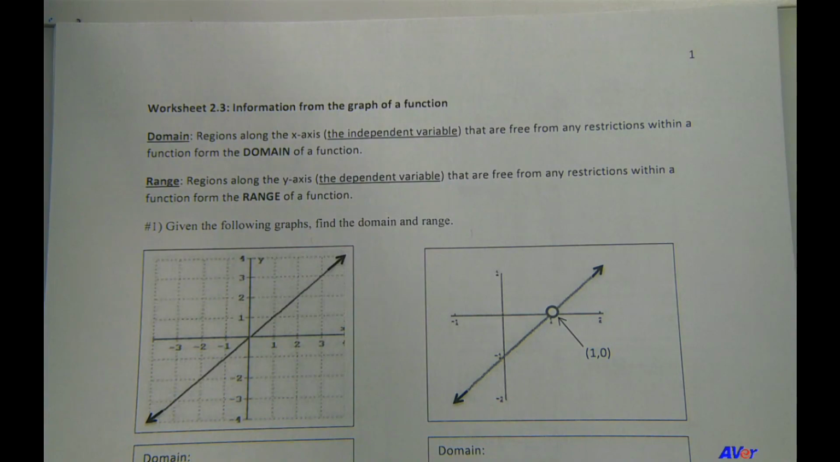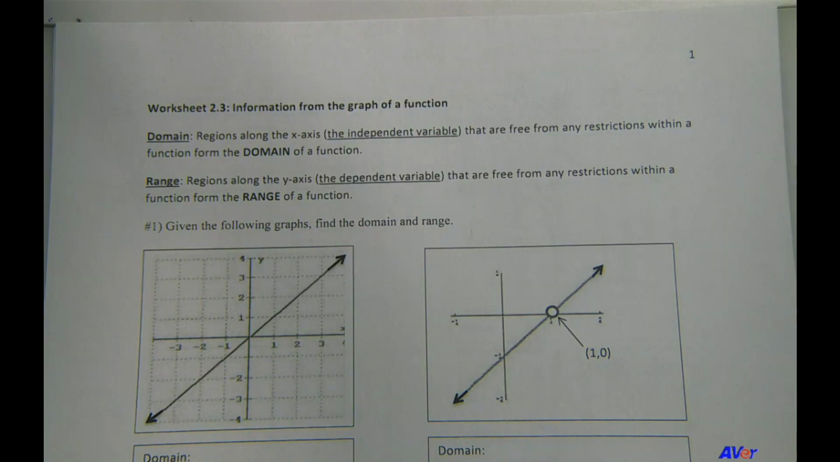Domain is the regions of the x-axis that are free from any restrictions within the function. In other words, we need to find out what the restrictions along the x-axis are. Visually, that means we need to look at the behavior of the function along the x-axis and see where the restrictions are, exclude those restrictions, and then what remains is the domain of the function.